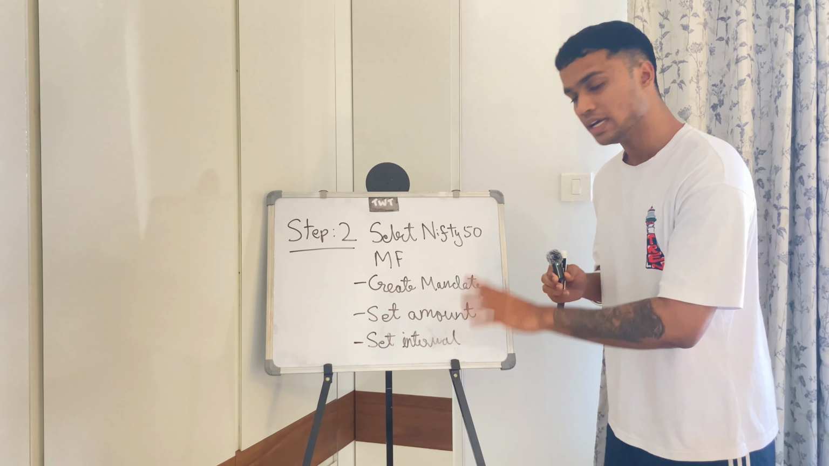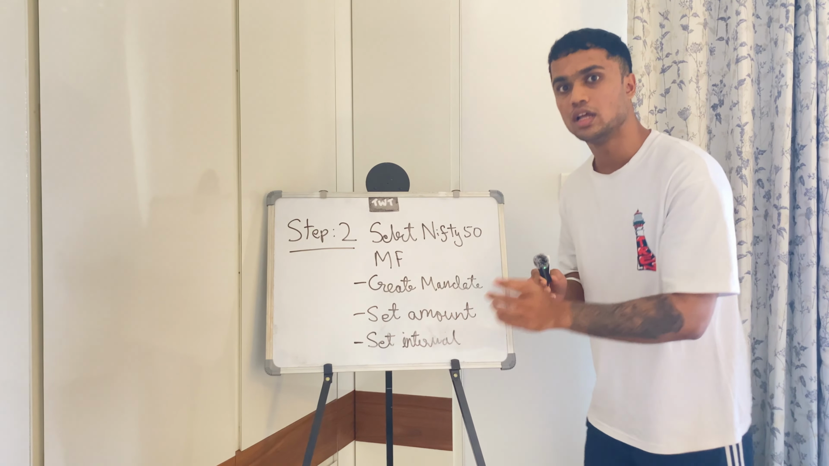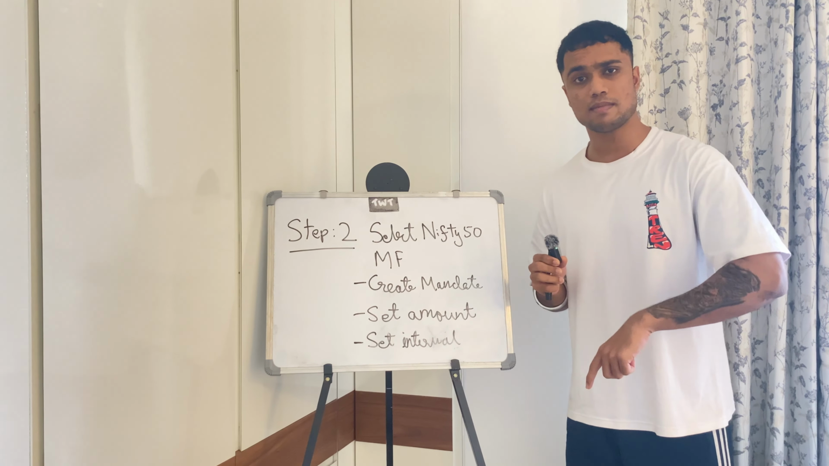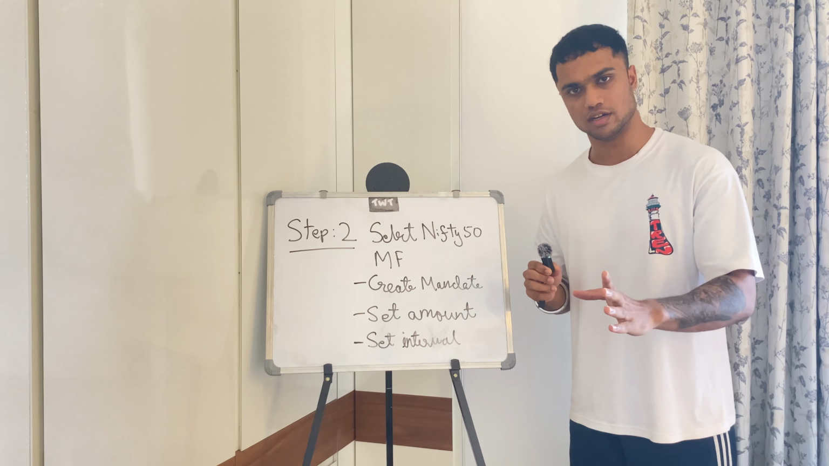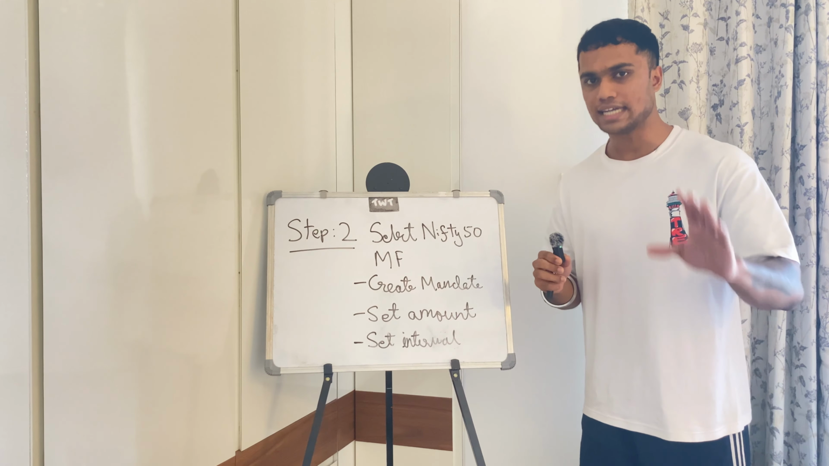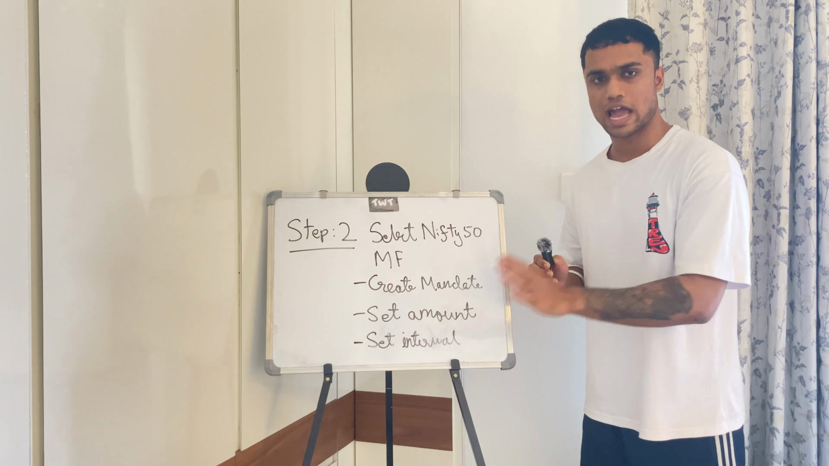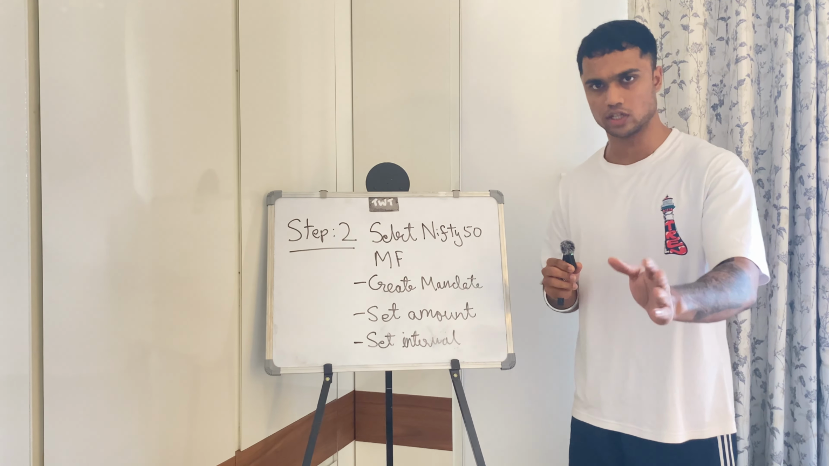And second, you set the interval. Now, do you want to put this amount every month, every 3 months, every 4 months, or every half a year, or every year? You set an interval. I'd say every month is good, but if you cannot afford that, if you don't want to do it every month, every quarter, which is every 4 months, is also good.